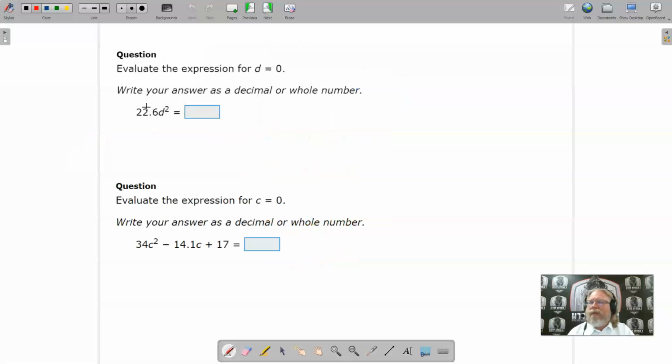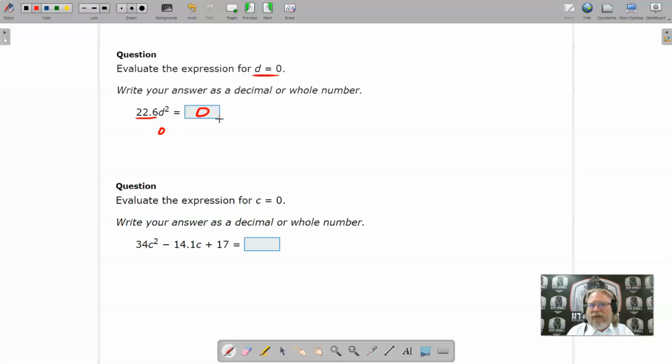All right, then we come upon some decimal numbers here. And you might think, oh man, decimals. But look, check this one out. This one's actually kind of easy, right? d equals 0. So no matter what this is, d squared is going to be 0. And then we're going to multiply that by 22.6. And anything times 0 is 0.